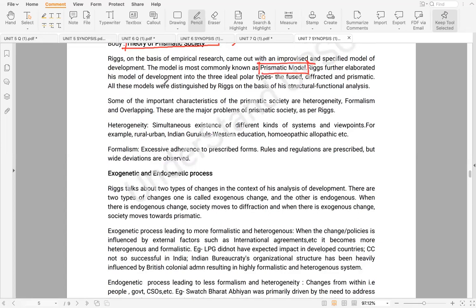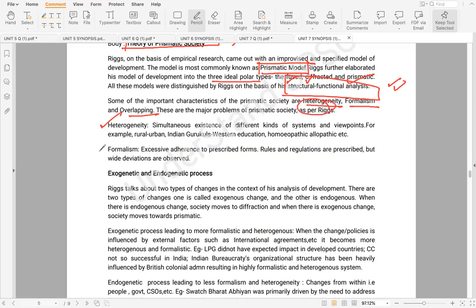Riggs further elaborated his model of development into three ideal polar types: the fused, diffracted, and prismatic. All these models were distinguished by Riggs on the basis of his structural functional analysis. Some of the important characteristics of the prismatic society are heterogeneity, formalism, and overlapping. These are the major problems of prismatic society as per Riggs.